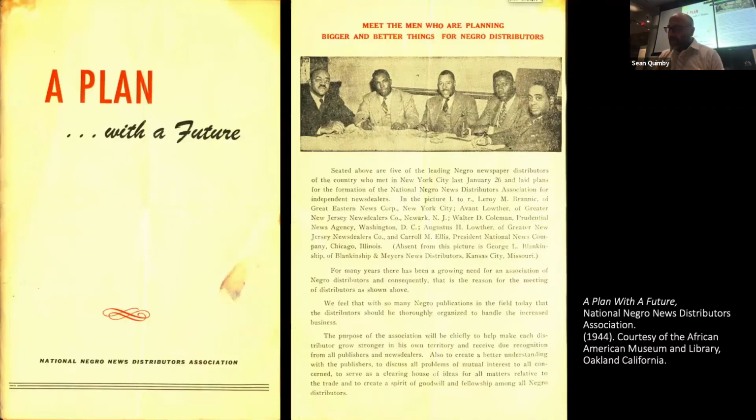This copy of the digest belonged to D.G. Gibson, a California-based distributor, and resides in the collection of the African American Museum and Library in Oakland, which suggests that the nascent distribution network stretched as far as the West Coast. To summarize then, we have evidence that All-Negro Comics circulated in Chicago via Carol Ellis and the National News Company.